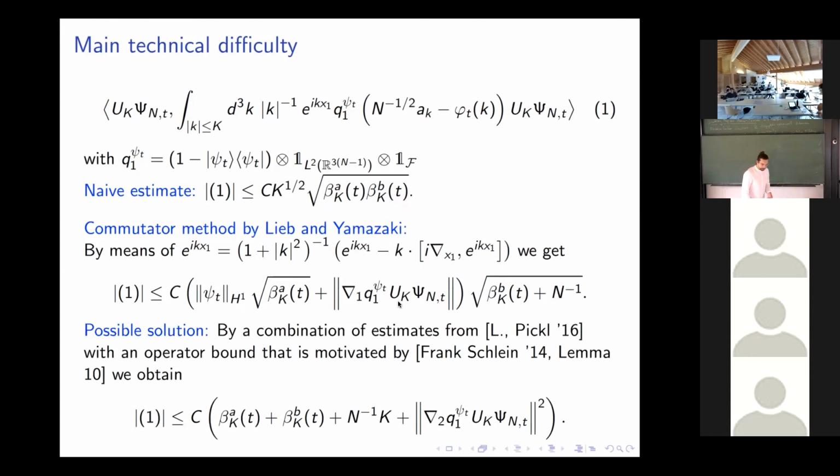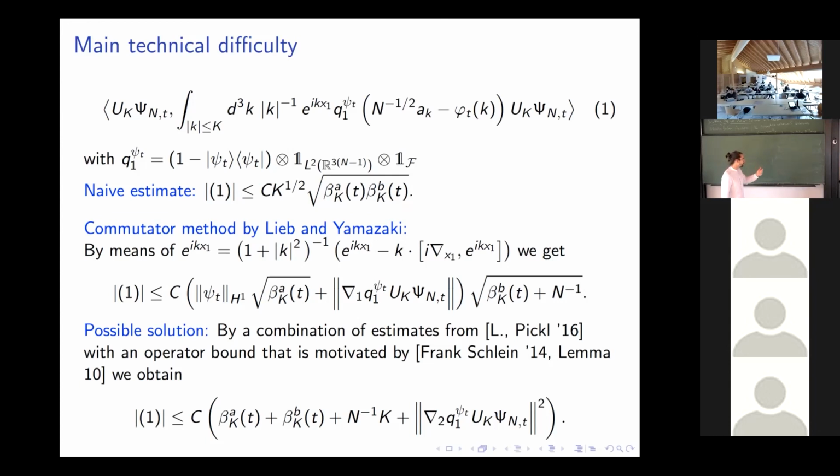And the idea is to use the symmetry of the wave function and then estimates which are similar to this previous work. So to get a bound not with respect to the gradient of the first particle, Q1 psi n, but with respect to the gradient in the second particle and Q1. And in order to establish this in the setting, we need a Lieb-Yamazaki bound from this previous paper by Rupert Frank and Benjamin Schneider.